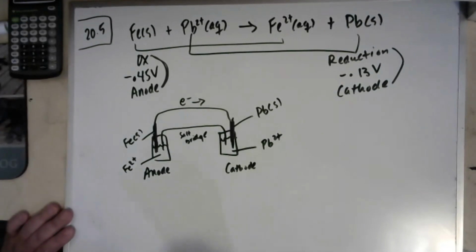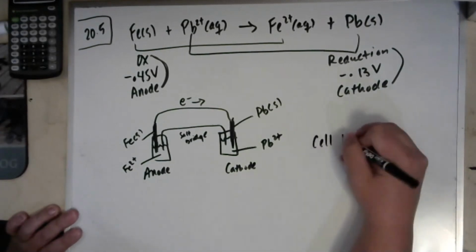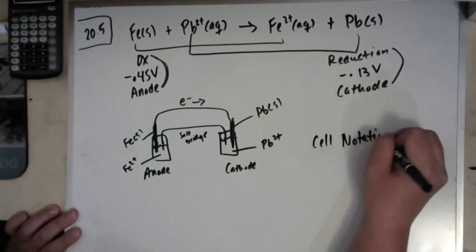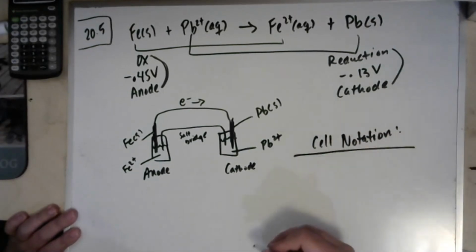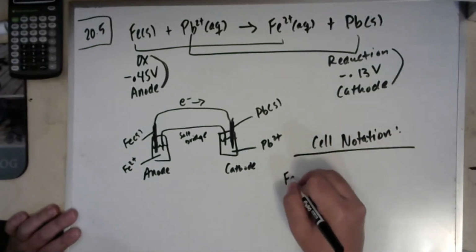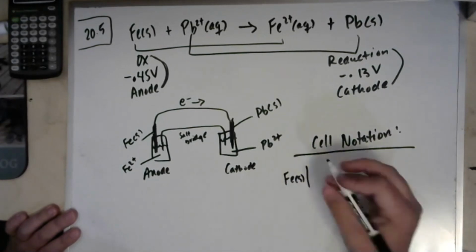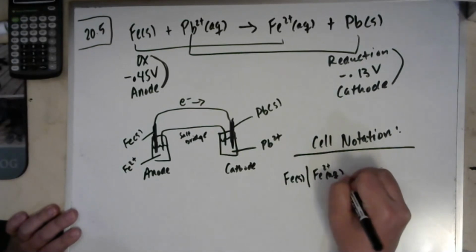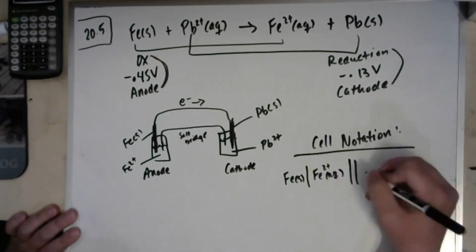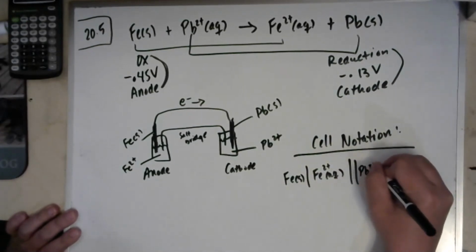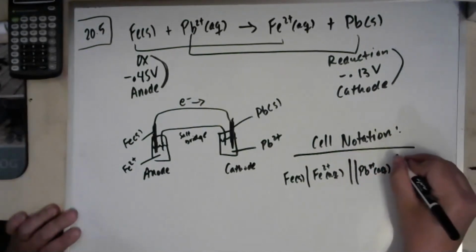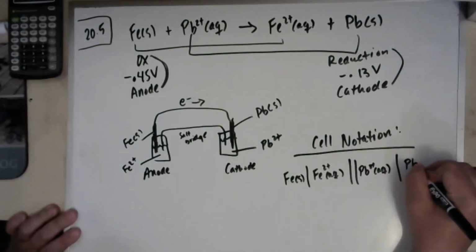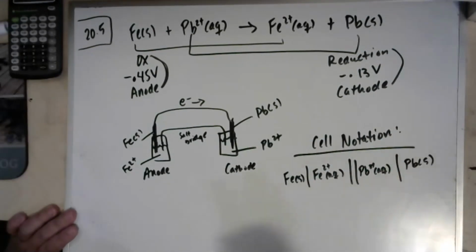Okay. And then we can write out the cell notation for this as well. That's going to be Fe solid, and then a line, Fe2+ aqueous, and then our salt bridge double line, Pb2+ aqueous, line, Pb solid.